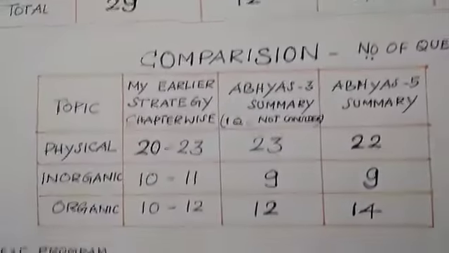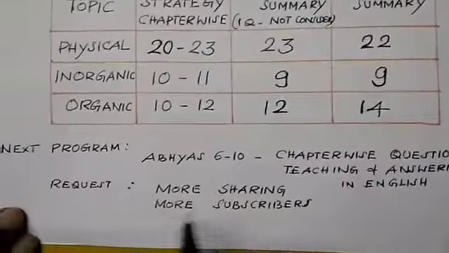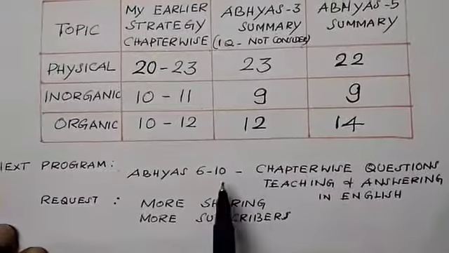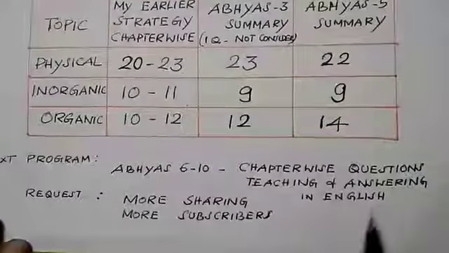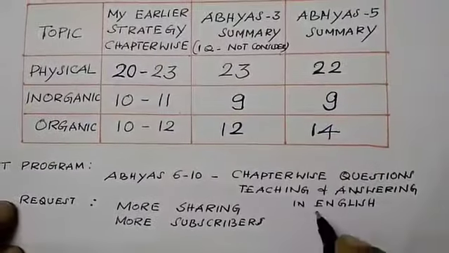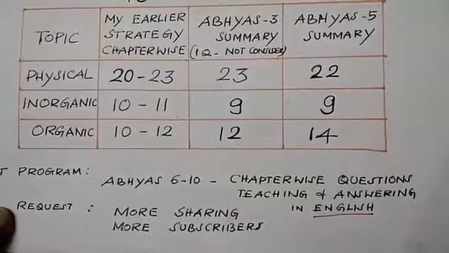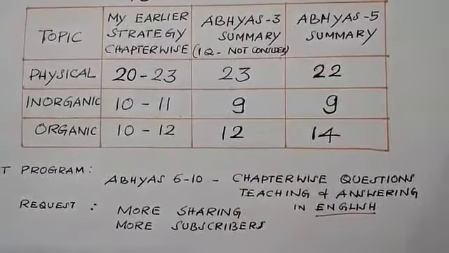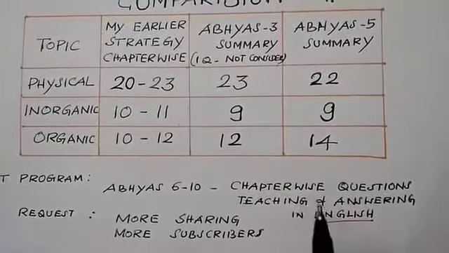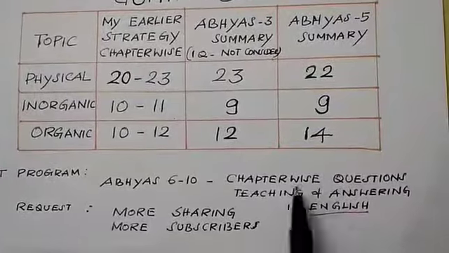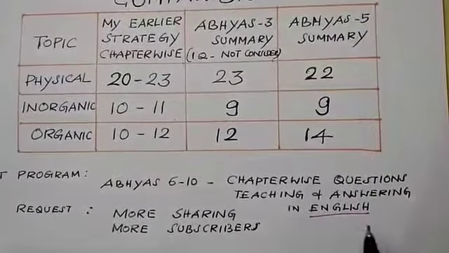Okay, now let us come to our next program, from AIATS 6 to 10 chapter wise questions, teaching and answering only in English. Some students are suggesting I don't want to waste time, so we are going chapter wise. This is my previous plan itself, in English only.